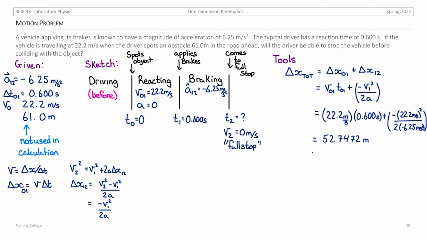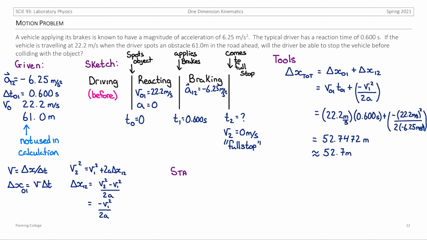If we consider significant digits, all of the values we were given have 3 significant digits. You can review the rules from the previous lecture to confirm this yourself, which means our final answer needs to contain only 3 significant digits. So that means it's approximately 52.7 meters.